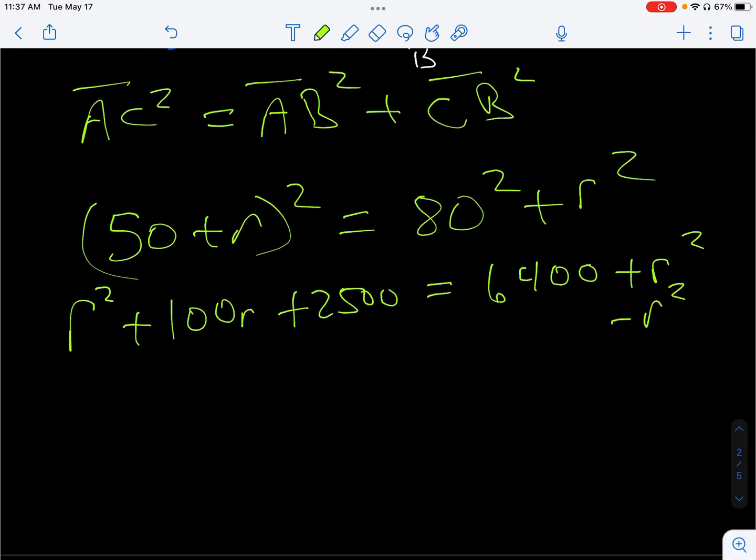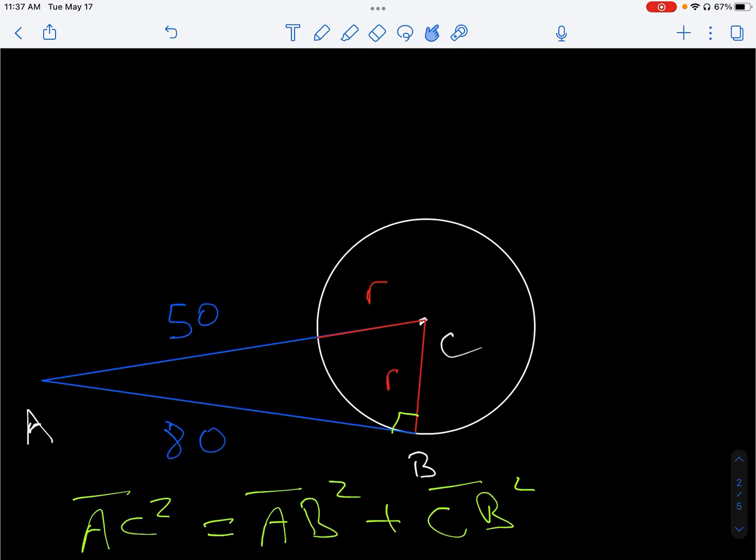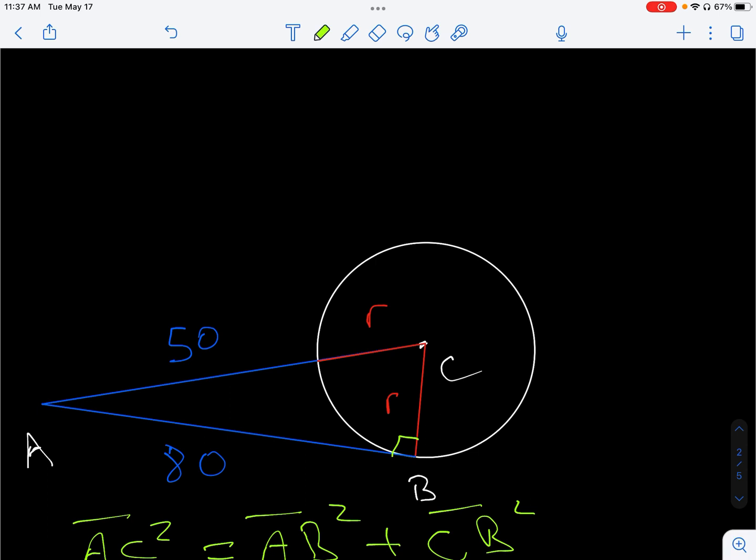Then we subtract r squared from both sides, which cancels those. We're going to subtract 2500 from both sides, which leaves us with 100r equals 3900, or r equals 39. Come back up here and we find out the radius of our circle is 39.